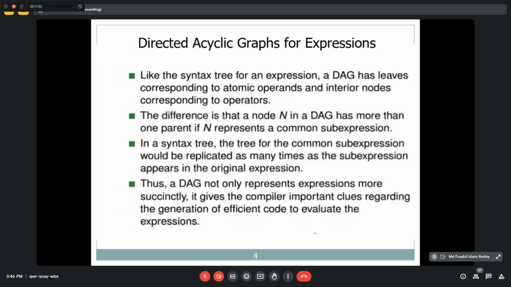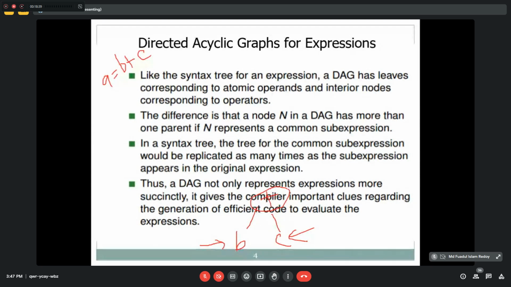Okay. Like the syntax tree, your directed acyclic graph also contains operands. Operand means identifier or constant at the leaf node, and operator in the internal node. But there is actually another thing in DAG. So that is B, C, is it? And plus. This is the internal node, and we know that the internal node contains operator and the leaf node contains operands, no problem.